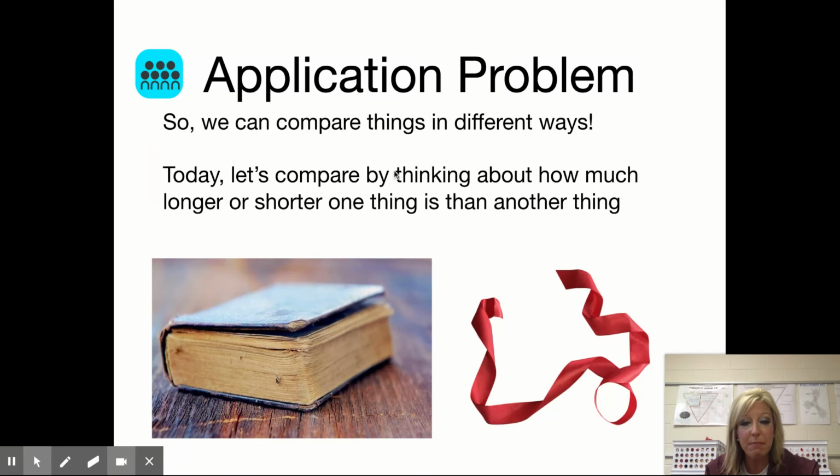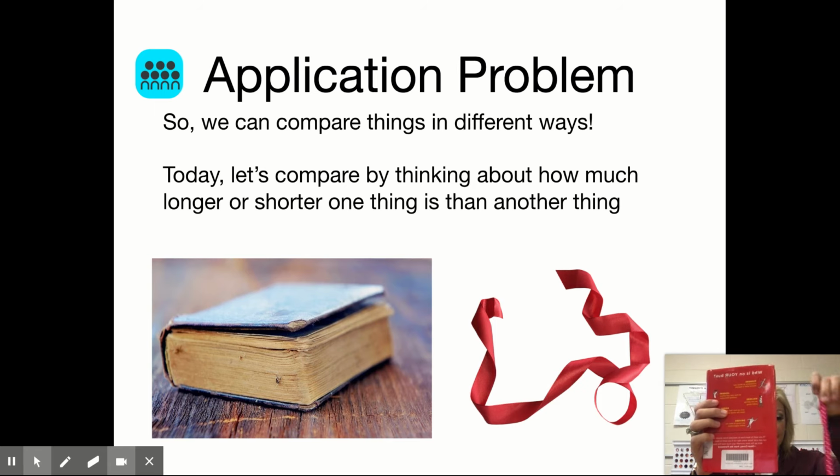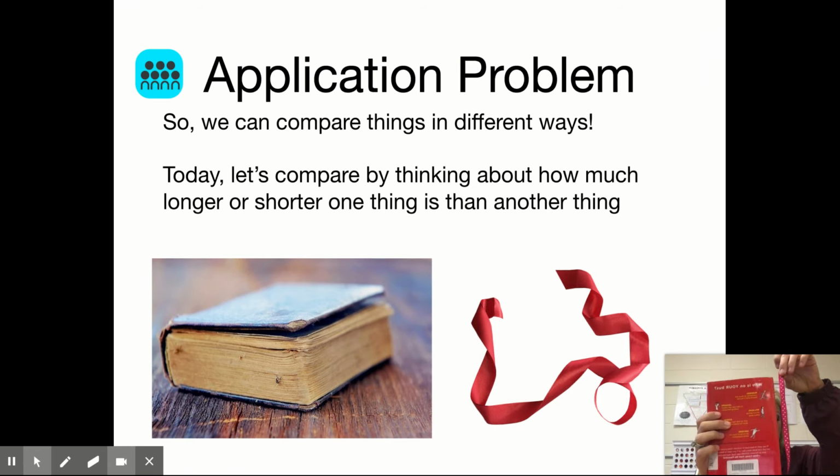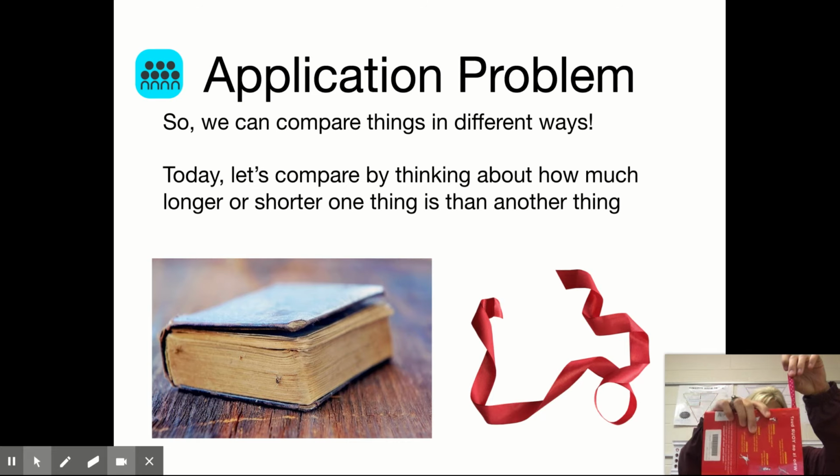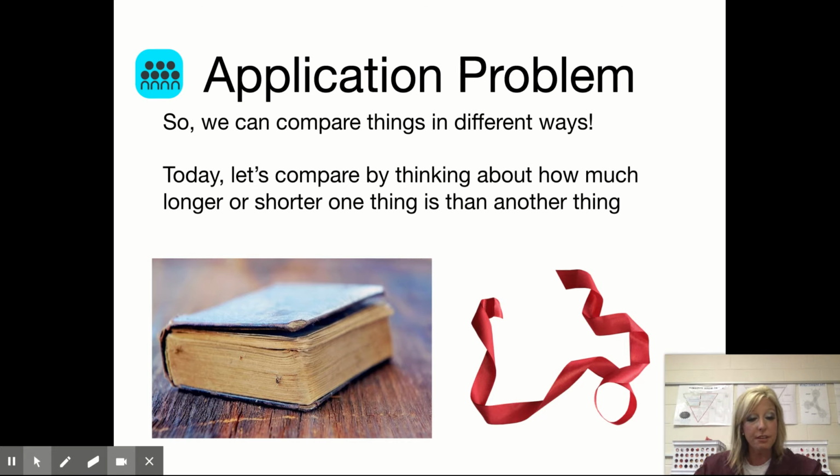Today, let's compare by thinking about how much longer or shorter one thing is than the other. So back to my book and my ribbon. My ribbon is bigger, is greater than my book because it's longer. So today when we think of bigger, we want to look at how much longer or shorter an object is.